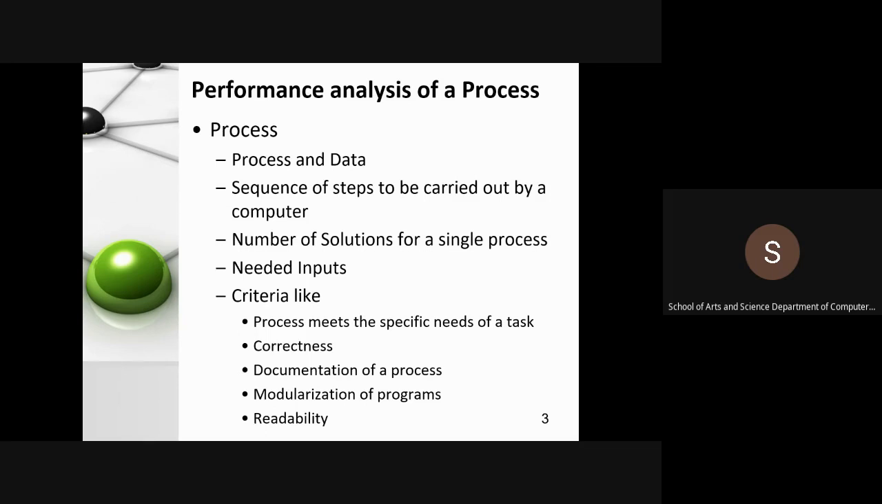So now we define what a process is. Very simple. Process is a sequence of steps to be carried out by a computer. Suppose you are doing a process, that means a program on a computer. So what is that program? It's a sequence of steps. A program has a number of statements, and I am saying that the statements are the steps.